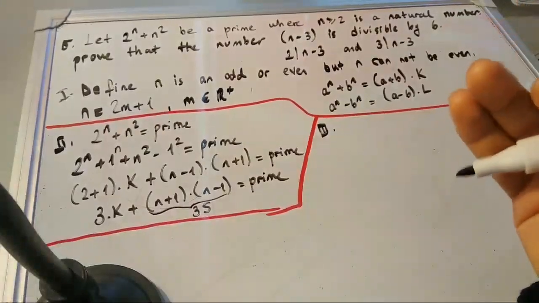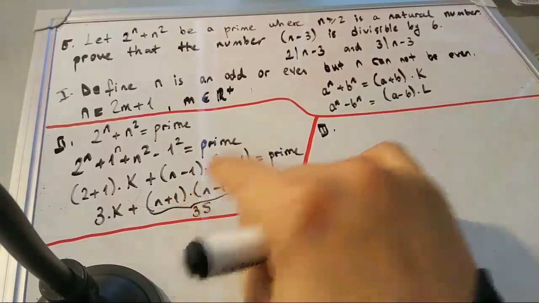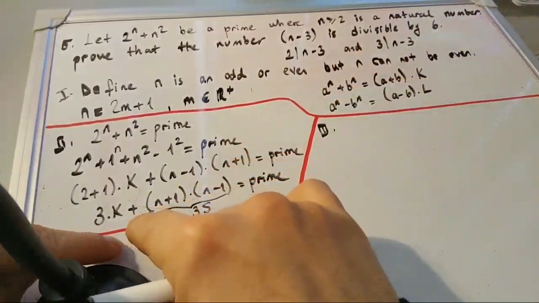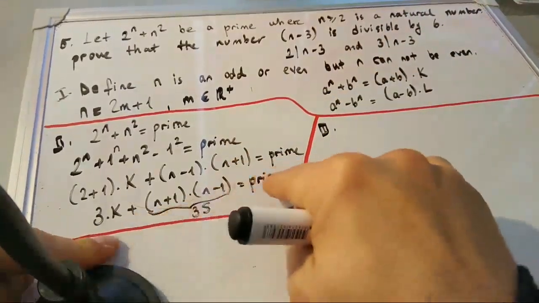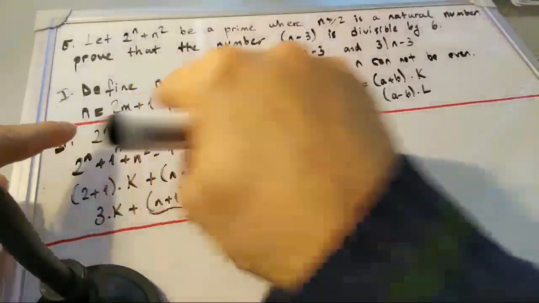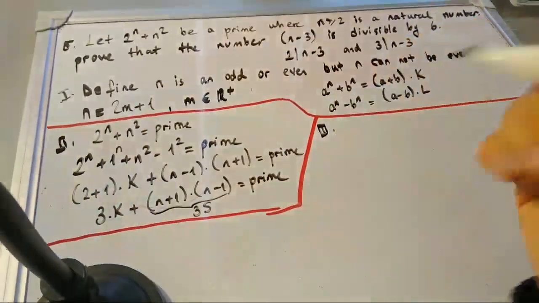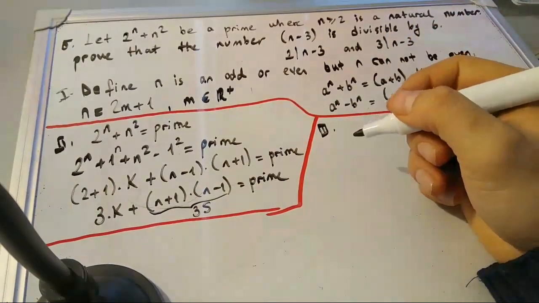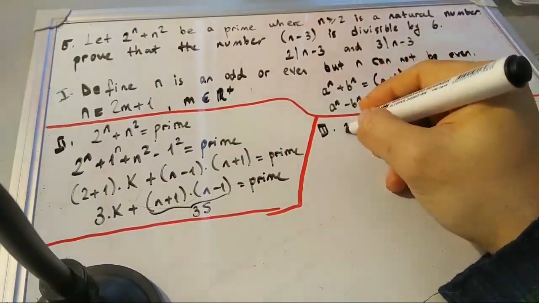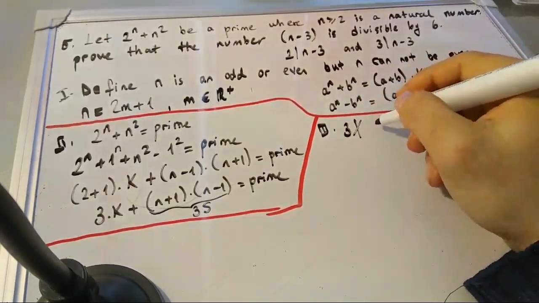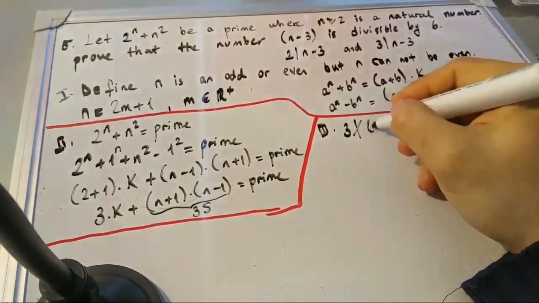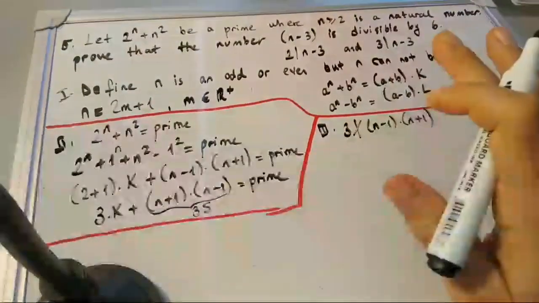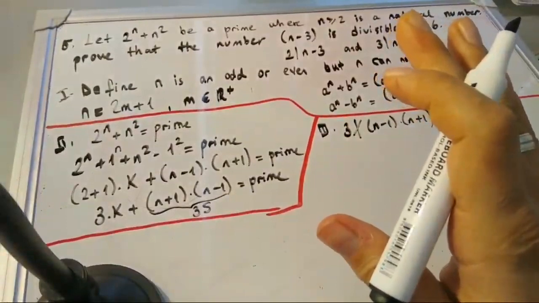So we can say, if n plus 1 times n minus 1 is divisible by 3, we will get a common factor of 3, so 2 to the power of n plus n squared cannot be prime. So we can say n minus 1 times n plus 1 is not divisible by 3. 3 does not divide n minus 1 times n plus 1. Okay? Did you understand?